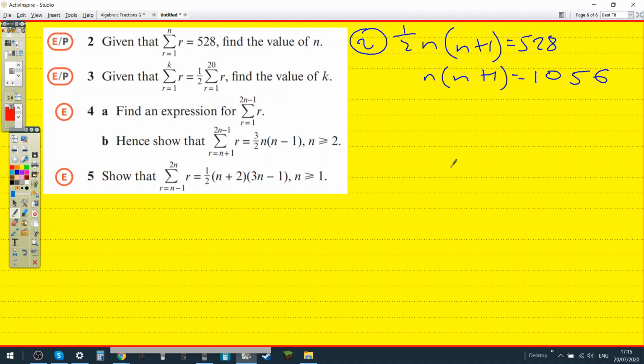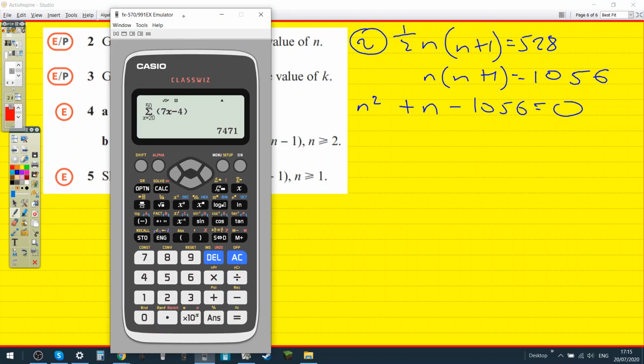And then expand the bracket. So that you have n squared plus n minus 1056 is equal to 0. And then solve this quadratic to find what n is.